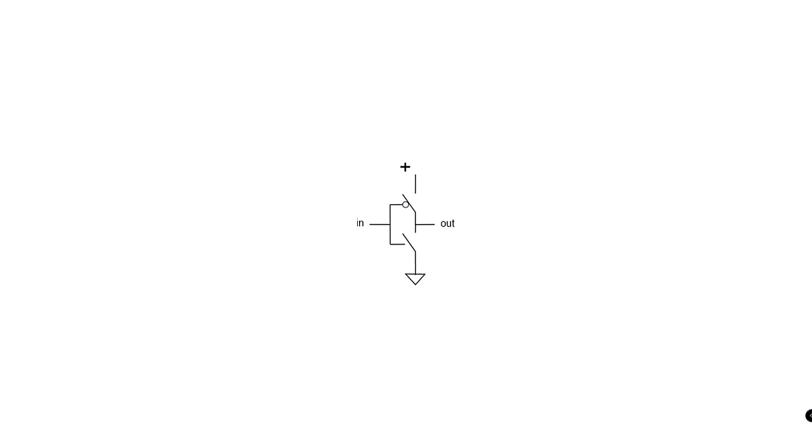We can think about the operation of the inverter as CMOS switches. We model each of the transistors as a switch. The pull-down switch is turned on when the input signal to the gate is high. The pull-up is turned on when the signal to the gate is low.